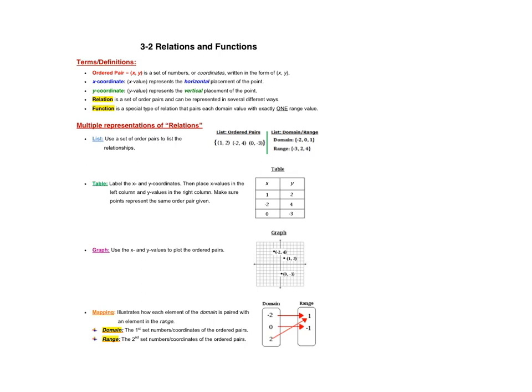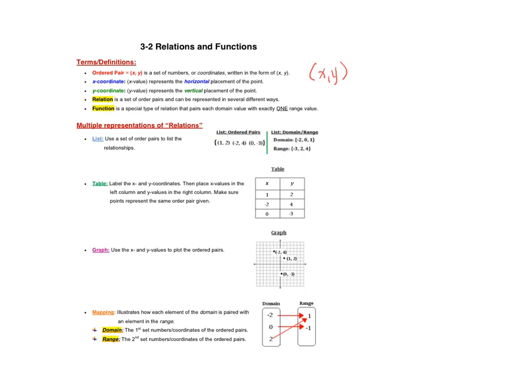This is 3-2, relations and functions. There's a lot of vocabulary here, but I'll go through it throughout the examples anyway. The main thing that I want you to know is an ordered pair is x comma y. Eventually you'll have an x, y, z on a 3D coordinate grid. So that's why it goes in alphabetical order: x, y.